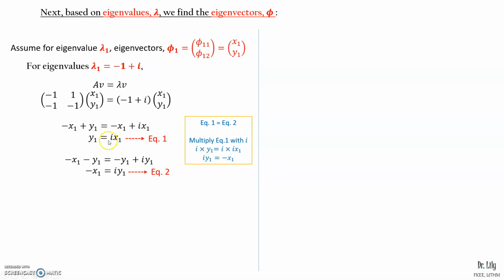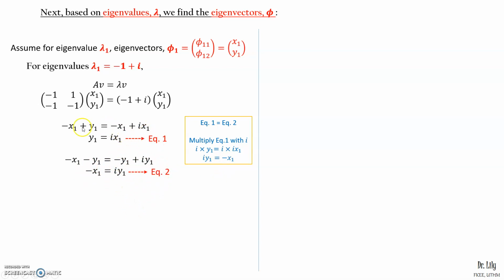So, I multiply dengan I X1. Since I multiply with I, you dapat negative 1, right? So, jawapan dia last kali kat sini, negative X1. And then from here, you can compare with equation 2. So, it is proof that equation 1 and equation 2 is actually same.